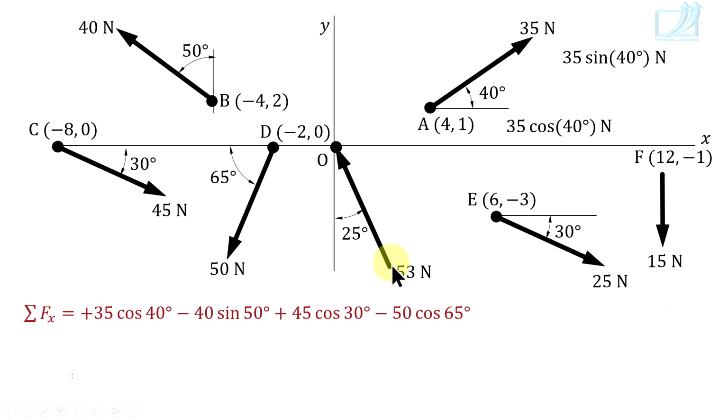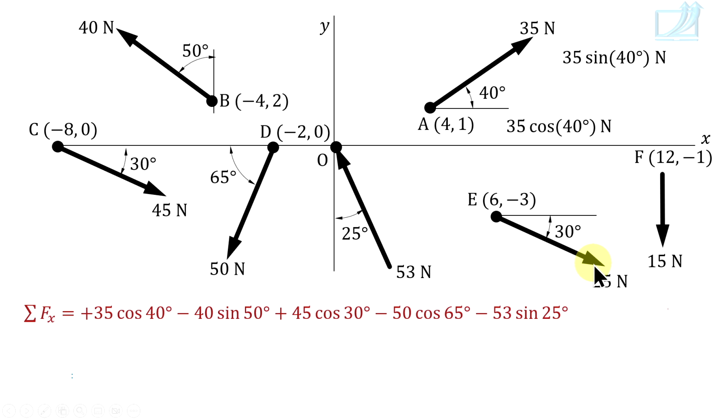Now 53 Newton force. Again, it is upwards, that's true. But right now we are not interested in its vertical direction. We are writing horizontal components or x components of all these forces. It is combined direction, leftwards and upwards, but focus on the horizontal direction. And it is leftwards, so negative sign should be used here. But we are using angle with y-axis, and here we are going to write x component, so we should write sine of that angle. So minus 53 sine 25.